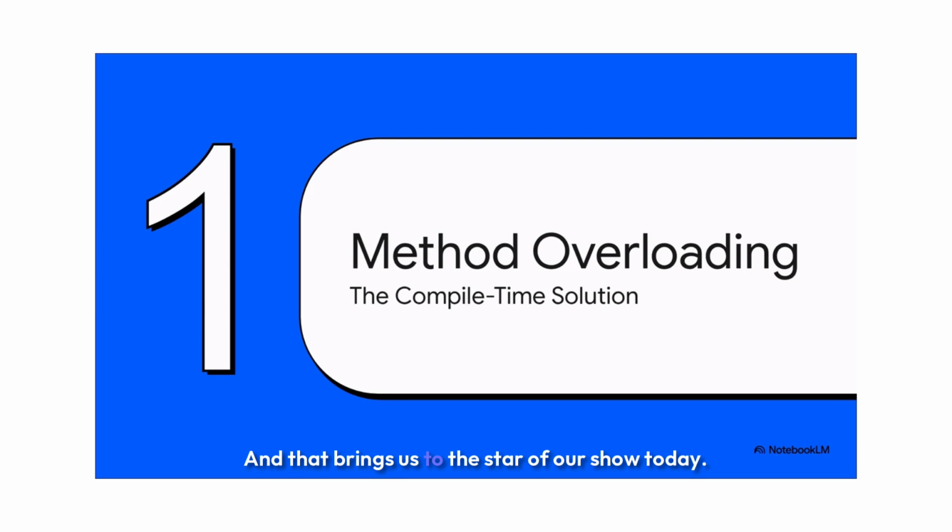And that brings us to the star of our show today. The specific technique we use in Java to achieve this compile-time magic is called method overloading. This is the tool that's going to let us solve our calculator problem.